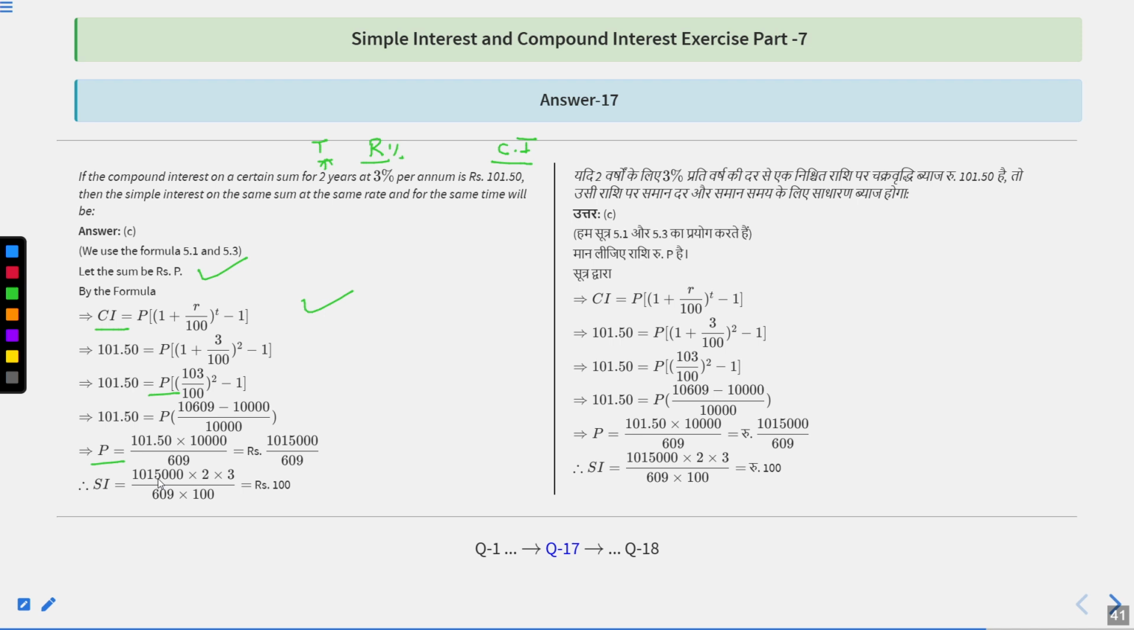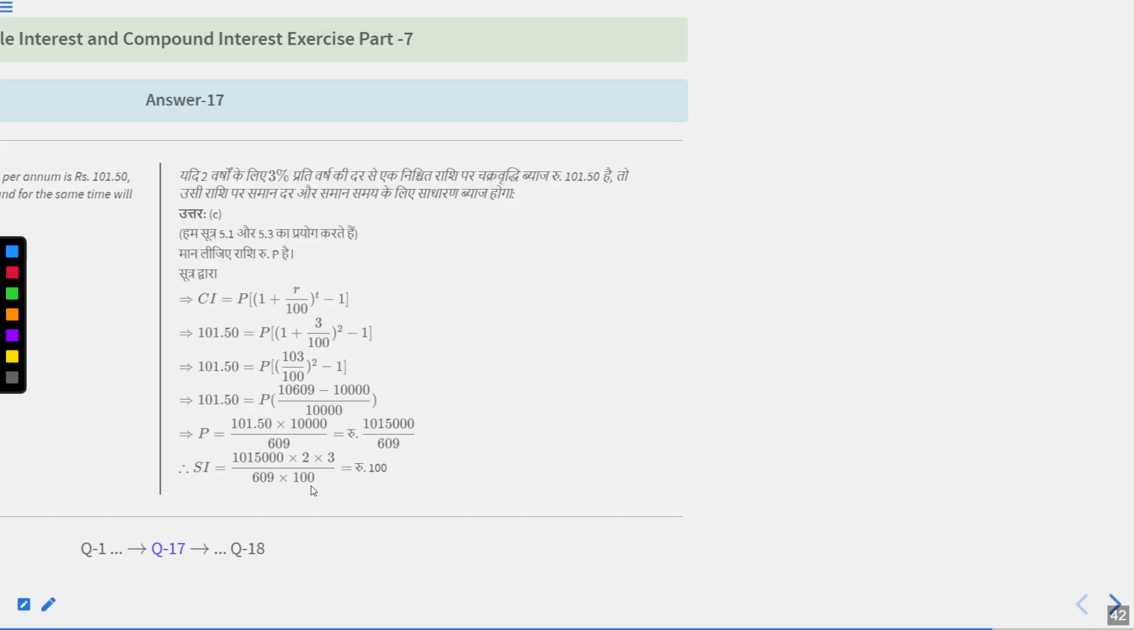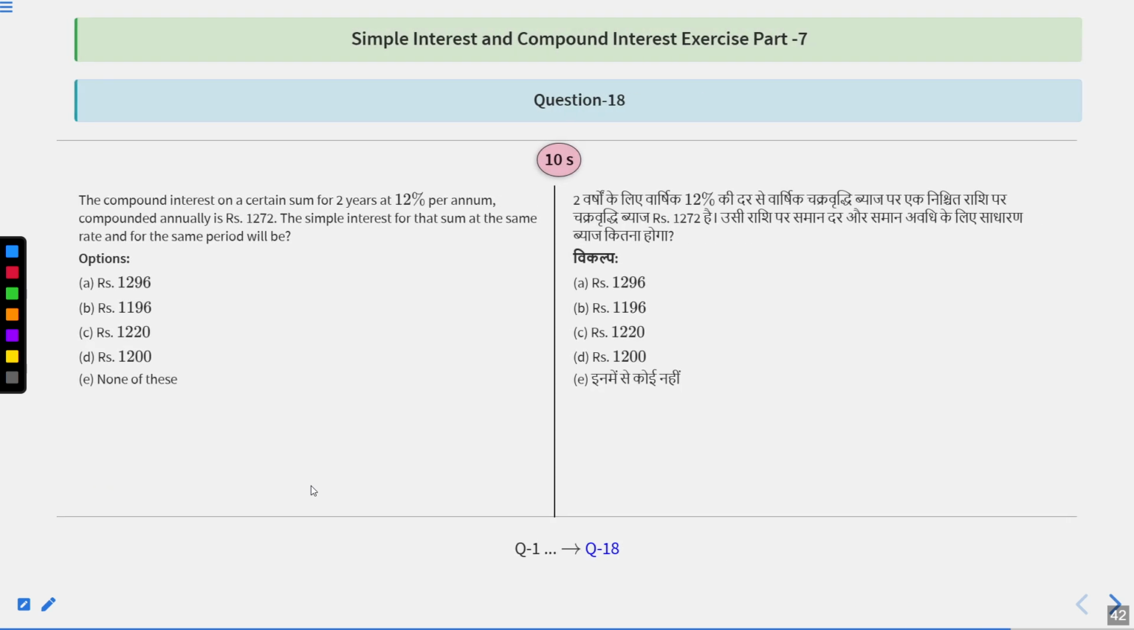So what will be the simple interest? Principal multiplied by rate of interest multiplied by time upon 100. When we calculate it, we get simple interest of 100 rupees. C is the correct answer. Next one: the compound interest on a certain sum for 2 years at 12% per annum compounded annually is rupees 1,272. The simple interest for that sum at the same rate and for the same period of time will be. You have 5 options and 10 seconds to analyze the question. Your time starts now.